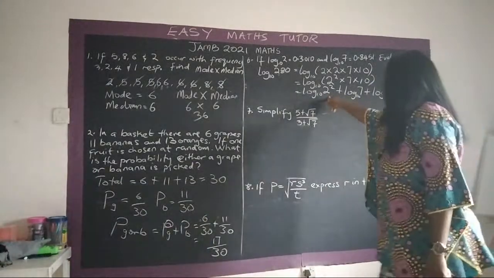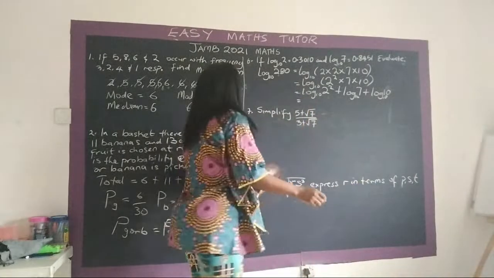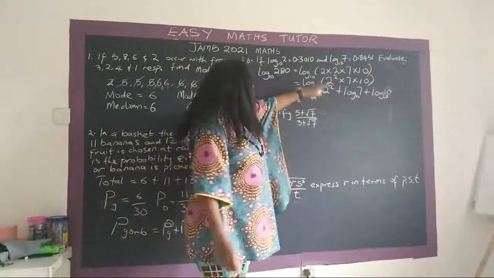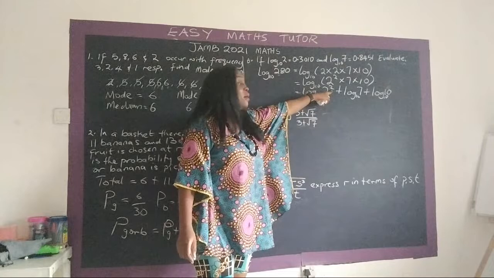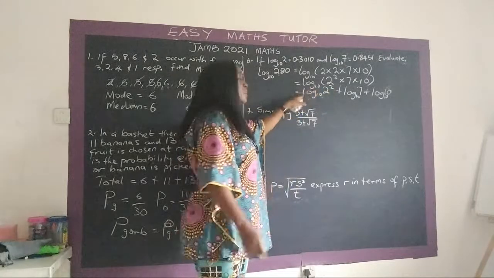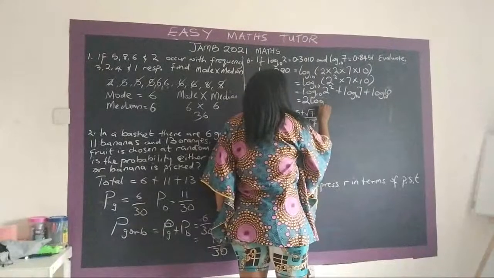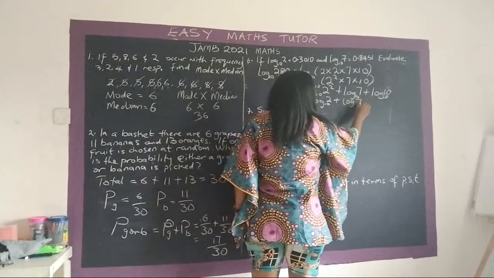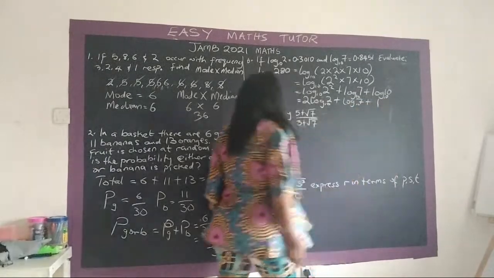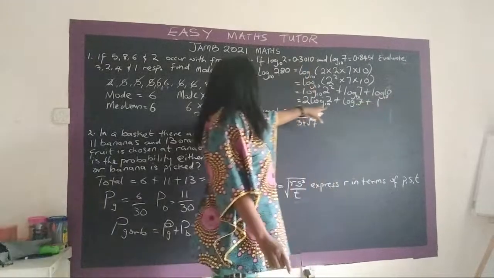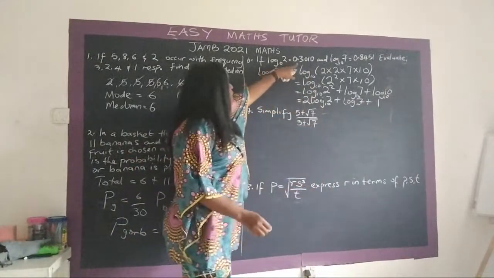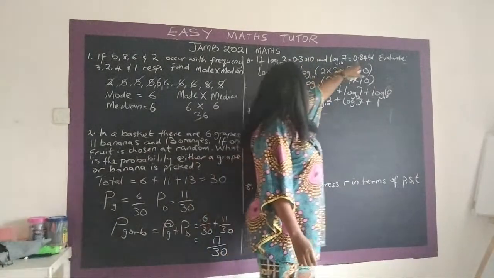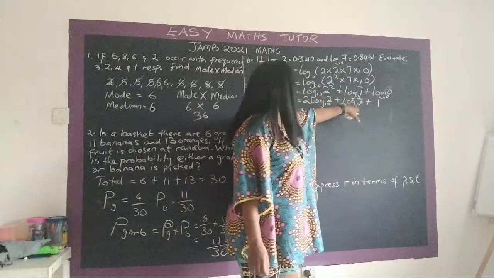So this is what we have. We have log 2 raised to the power 2, times 7, times 10, base 10. So we know the laws of logarithm. If you have a power, we'll bring it down. So we'll have 2 log 2 base 10 plus log 7 base 10 plus 1. We know that log 10 base 10 is 1, so we'll just put 1 there. Now we'll substitute the values: 0.3010 into log 2, and 0.8451 into log 7.